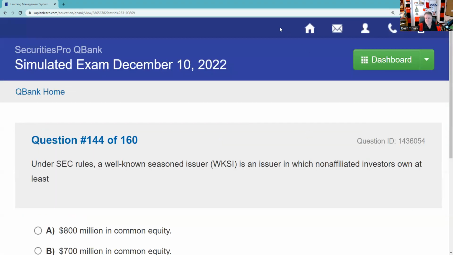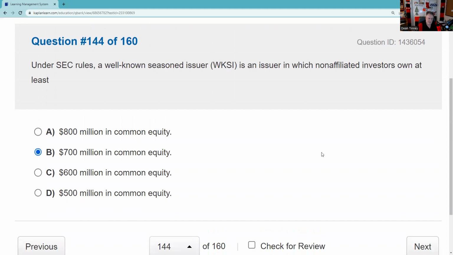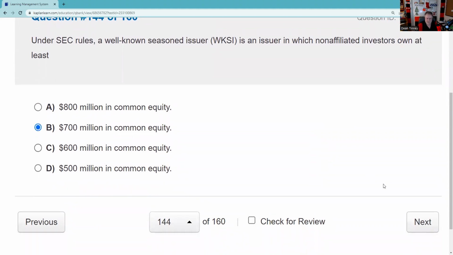144. I wouldn't worry, the answer here is $700 million in common equity, B. What I would know is that if it is a WKSI, their shelf registrations are good for 3 years and they're immediately effective, which is different than if you weren't a WKSI. So the answer is B.